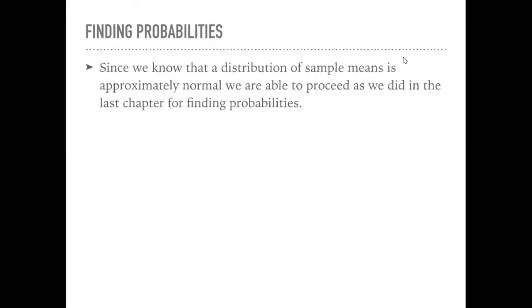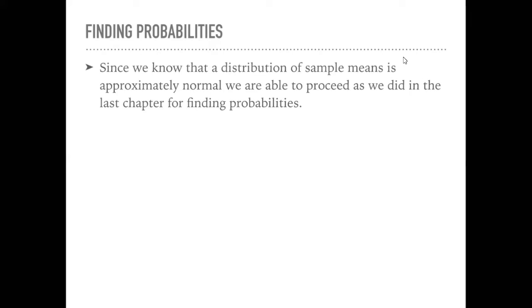Now, when it comes to finding probabilities, we know the normal distribution. We know how to find probabilities within the normal distribution, and the central limit theorem gets us into the normal distribution. And in fact, using our z-scores, we can even get into the standard normal distribution. Now, you only need to get into the standard normal distribution if you're going to use your table. If you're planning on using a calculator, you don't have to find a z.